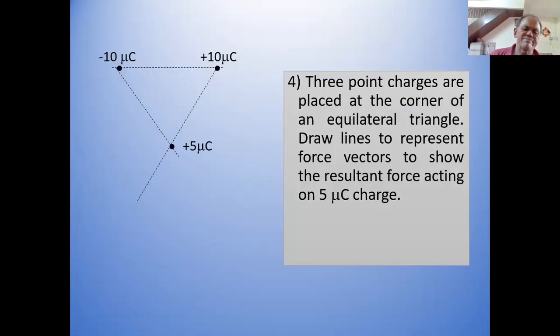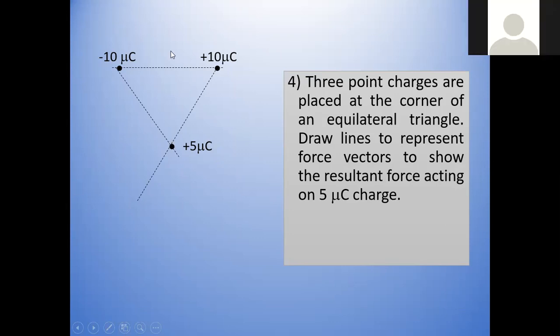Okay, we try this one before we go to a new topic. You've got an equilateral triangle, and you are asked to draw the vectors to show the resultant force acting on this charge. This is the equilateral, the 60-degree one. That's your minus 10, that's your plus 10. This one you have to do the resultant. I don't want you to calculate this one, though the exam requires you to know how to calculate. I just want to know whether you know how to get the resultant force and its direction.